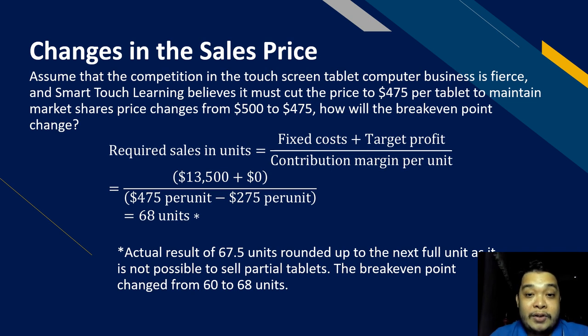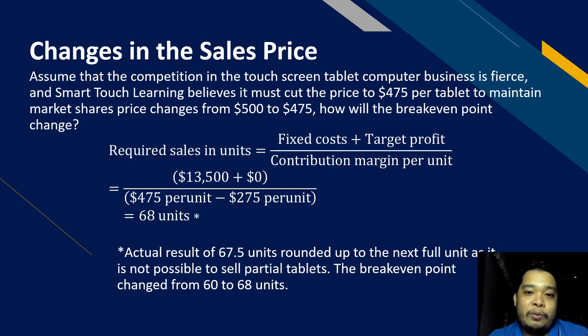The original break-even point is 60 units, at $500 selling price. Right now, what's our expectation with respect to the break-even point, since the proposal is to reduce selling price from 500 to 475? The idea is, what's the impact of the reduction? The impact of the reduction is to reduce the contribution margin. And by reducing the contribution margin, what happens to the required sales in units, or the break-even point? You'll have to sell more to recover the same amount of fixed cost. And therefore, we see in this example that the number of units required is now 67.5, but there are no partial tablets. So we round up, you need 68 units to break even.